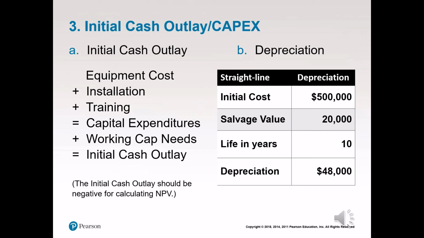The depreciation would only be calculated on your capital expenditures, and we will probably always use the straight line depreciation method. It's pretty simple, but you do need to consider if there's any type of salvage value. For this depreciation example, we have an initial cost of $500,000 and a salvage value of $20,000. That makes our depreciable value $480,000 that we would divide over the 10-year expected life to come up with depreciation of $48,000 a year.